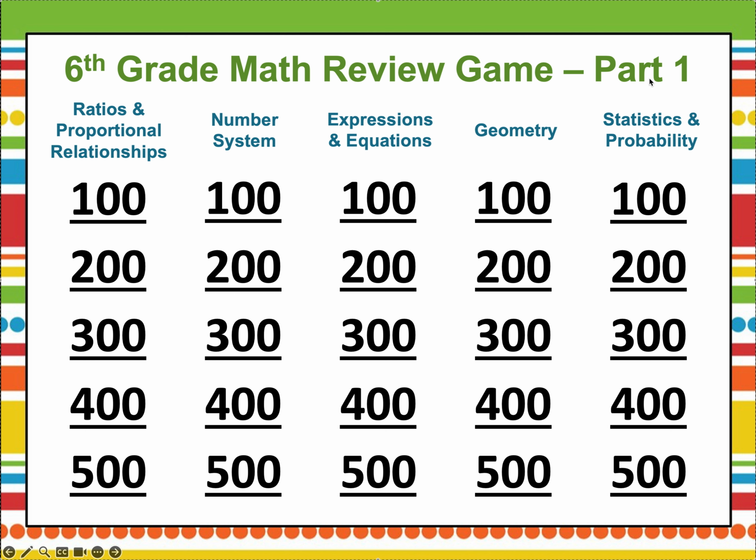And like I mentioned, this is part 1. There is a second game with similar questions, meaning the same categories, but the questions are different. So you get lots of great review. These are the 5 categories. These are the 5 different points for each question. They do increase in difficulty, so the 100 questions are a lot easier than the 500 questions.